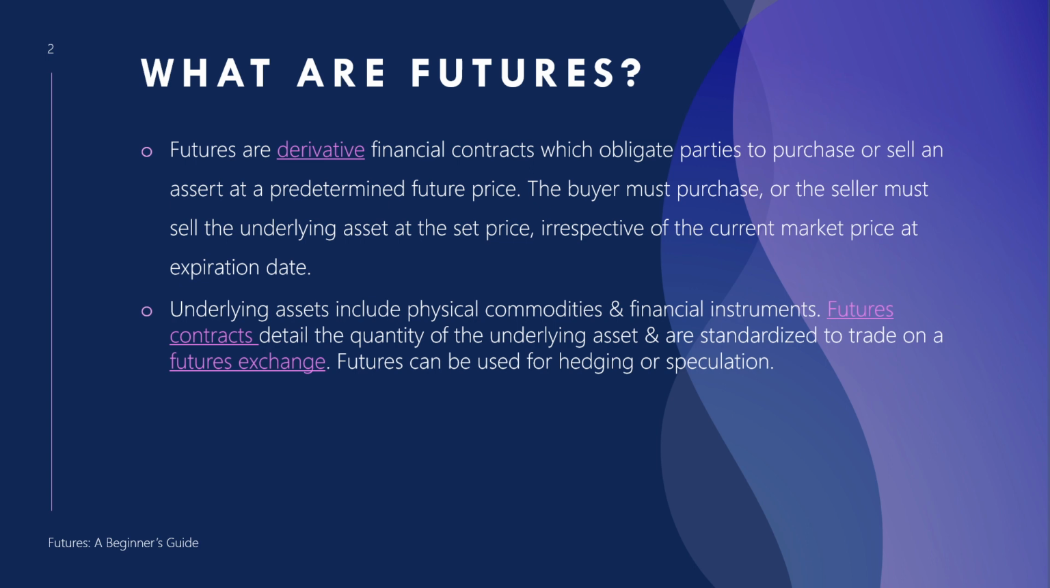Underlying assets include physical commodities and financial instruments. Futures contracts detail the quantity of the underlying asset and are standardized to trade on a futures exchange like the Chicago Mercantile Exchange and the Chicago Board of Trade. Futures can be used for hedging or speculation. Guys, futures contracts originate from farmers essentially hedging their crop harvests.